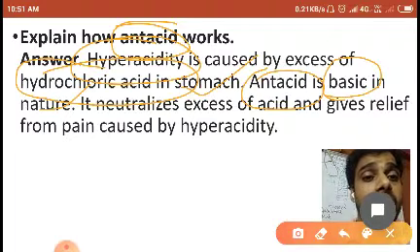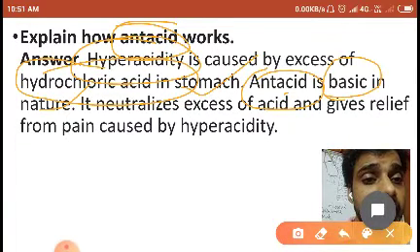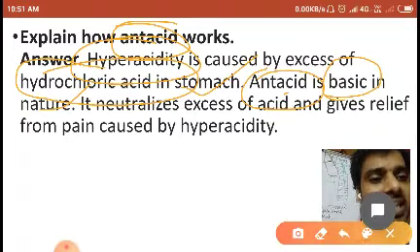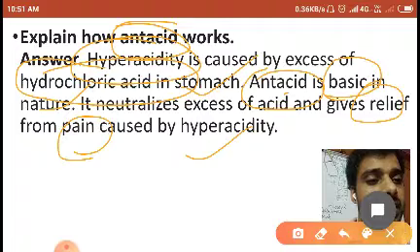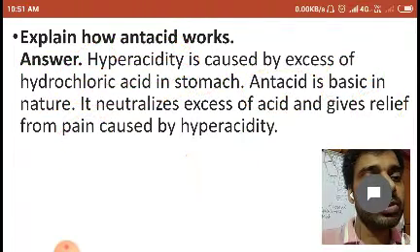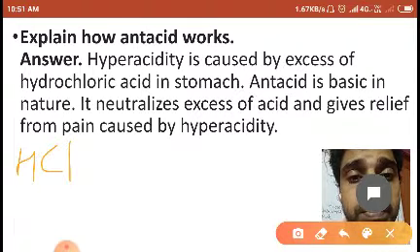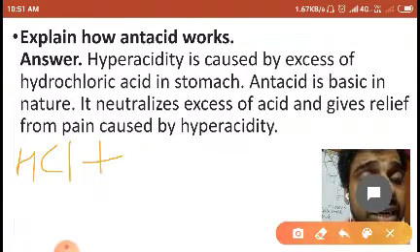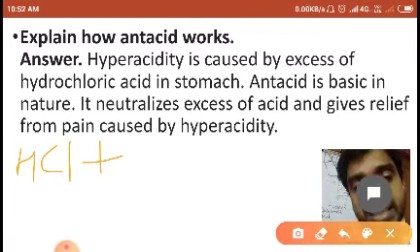Look, here it is given. When HCl and antacid react together, they form a neutral compound, and neutral means it does not have any charges. It will give immediate relief from the pain caused by hyperacidity. Dear students, I will write one chemical reaction. If HCl in the stomach increases, then the doctor prescribes milk of magnesia.